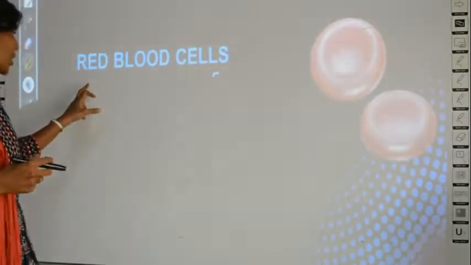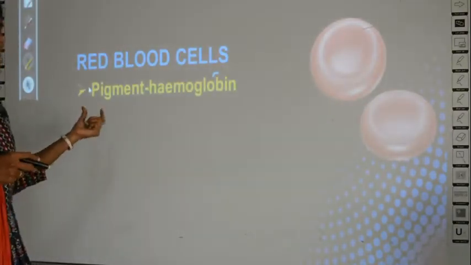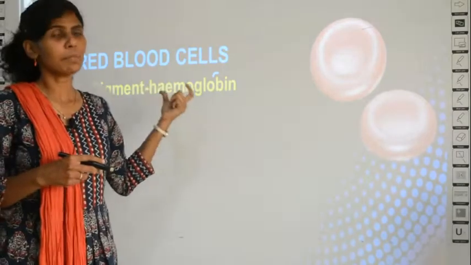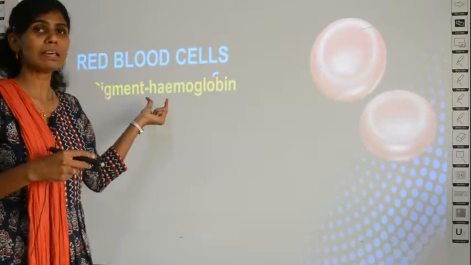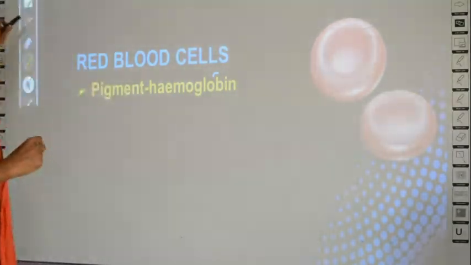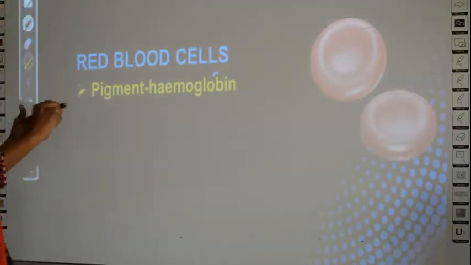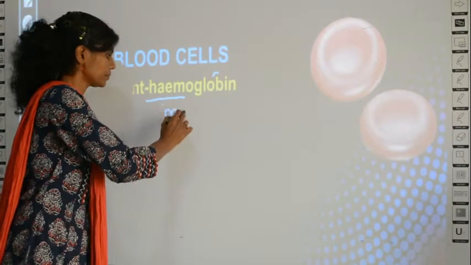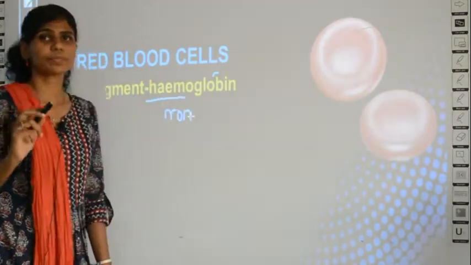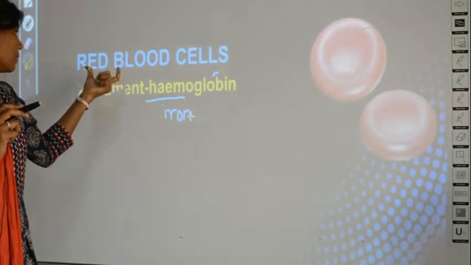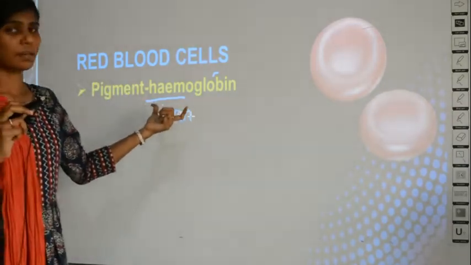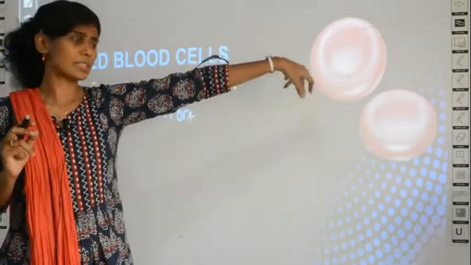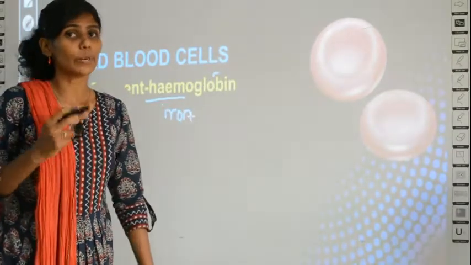What is the speciality of red blood cells? They have a special pigment which is called hemoglobin. What is the meaning of heme? Heme means iron. Okay, so this is responsible for the red color of the blood. See here, this cell itself, the red blood cell, is red in color.